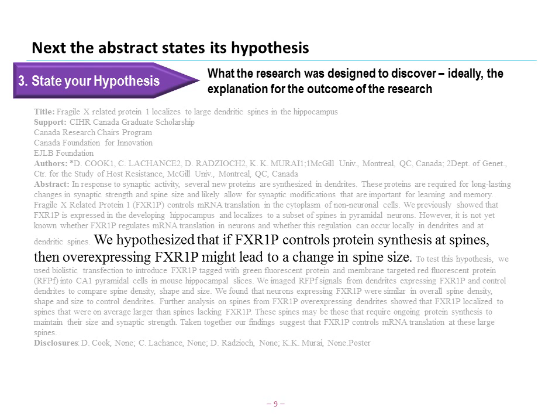The abstract states the hypothesis explicitly. We hypothesize that if FXR1P controls protein synthesis at spines, then overexpressing FXR1P might lead to a change in spine size. Very precise, very succinct.